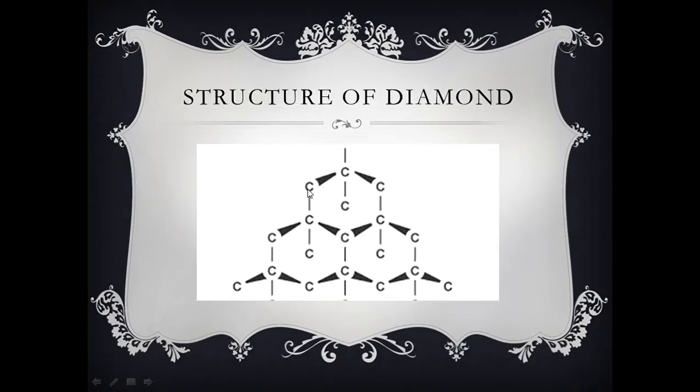You can see that around each carbon atom there are 4 carbon atoms bonded. See, 1, 2, 3, and 4. Around this carbon atom, 1, 2, 3, 4. Around this carbon atom, 1, 2, 3, 4. So around each carbon atom, 4 carbon atoms are there, and this structure is defined as the tetrahedral arrangement. Got it, guys? Okay, let's move on.